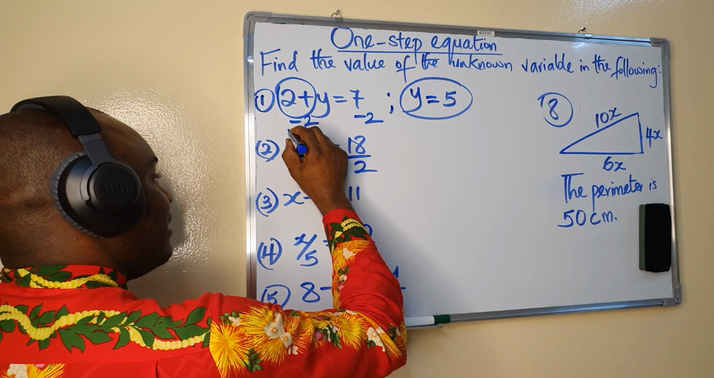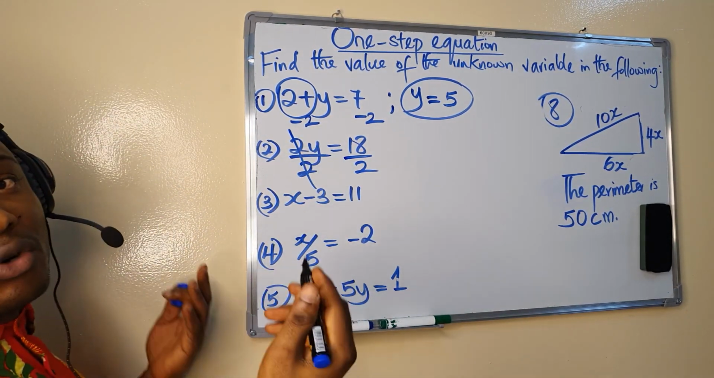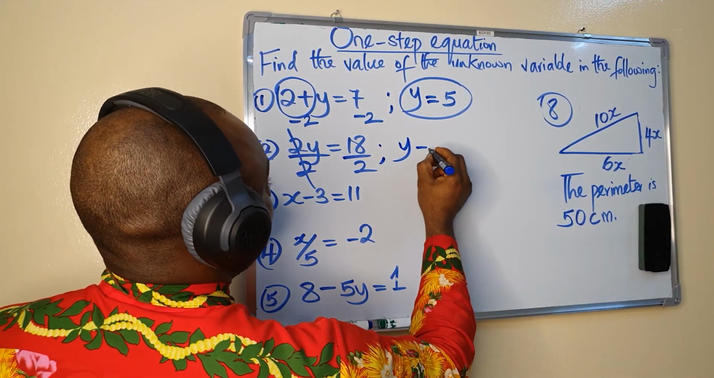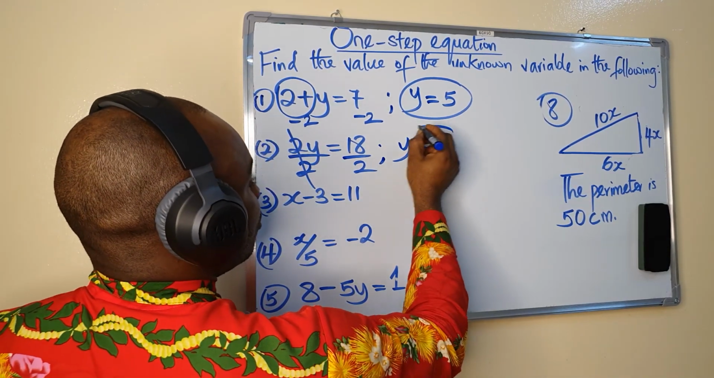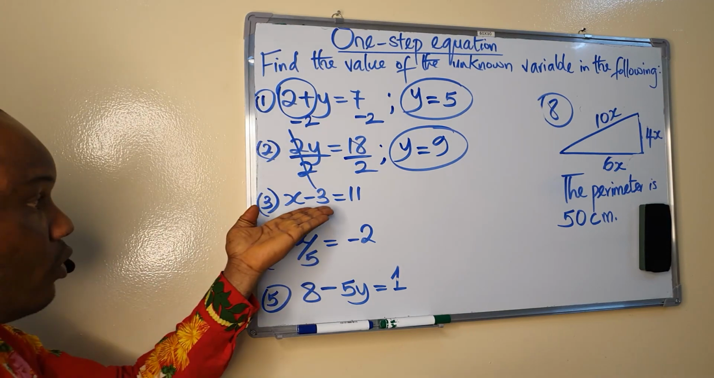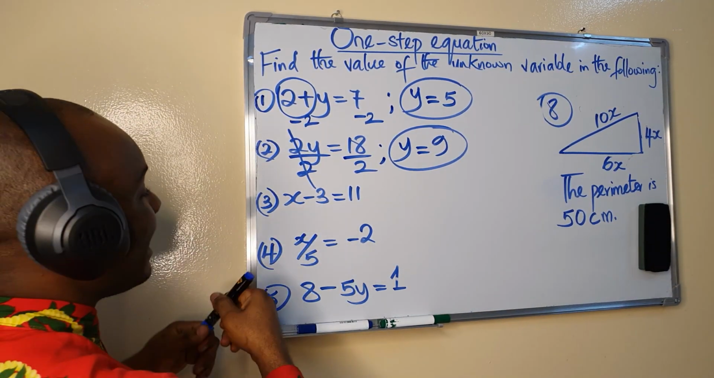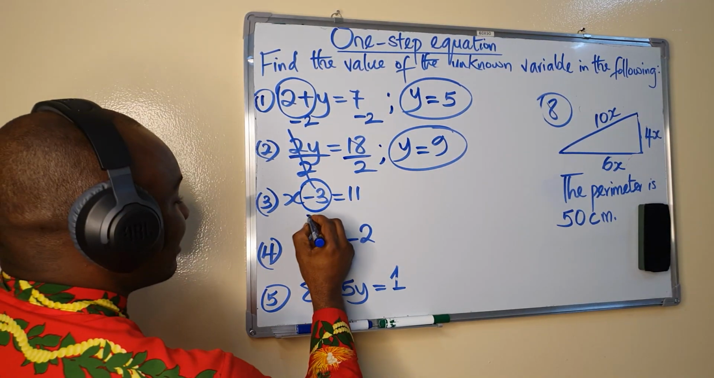So if I divide this by 2, 2 divides 2 and you have 1. 1 times y is 1y. So 1y is equal to 18 divided by 2, which is 9. That's all. So the value of y is 9. We've solved that. Look at the third case. By now you already know what to do. This is minus 3. The only way to undo the minus sign is to use plus.